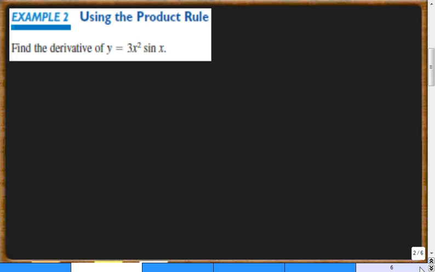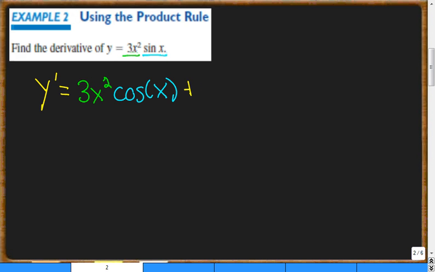So find the derivative of 3x squared times the sine of x. Okay, so again, our first function we're going to call 3x squared, and our second is going to be the sine of x. So y prime is going to be my first function, which is 3x squared, times the derivative of my second, which is cosine of x. So I'm just going to leave this as cosine of x.